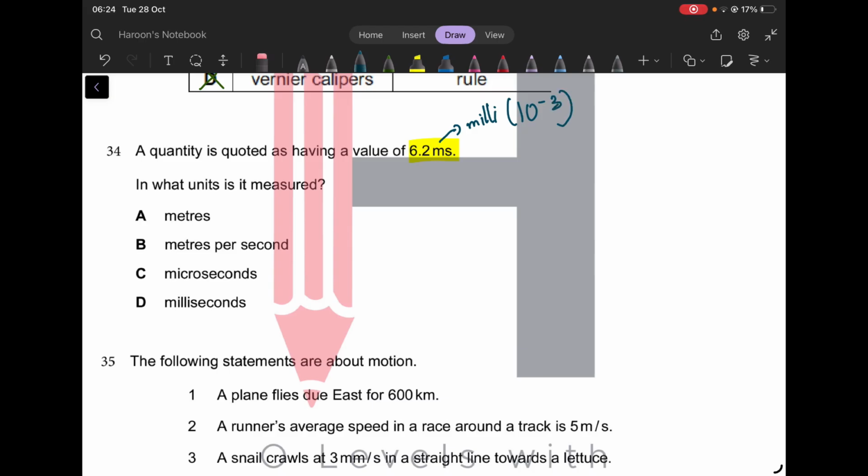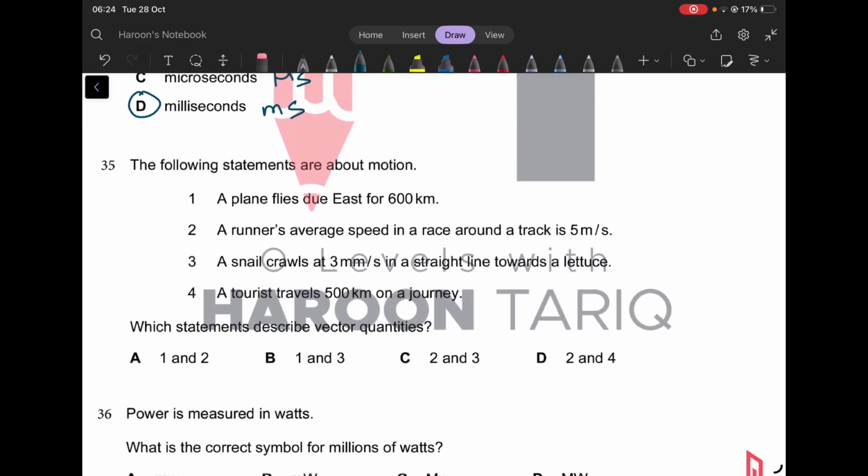Now, in what units is it measured? So you see S is for seconds. So milliseconds is what we require. D is the answer. This is not meters. It should have had only M for it. Meters per second would be meter, then slash s, meters per second. Microsecond, micro actually has this symbol. This would be microsecond, and for milliseconds, ms. D is the answer.